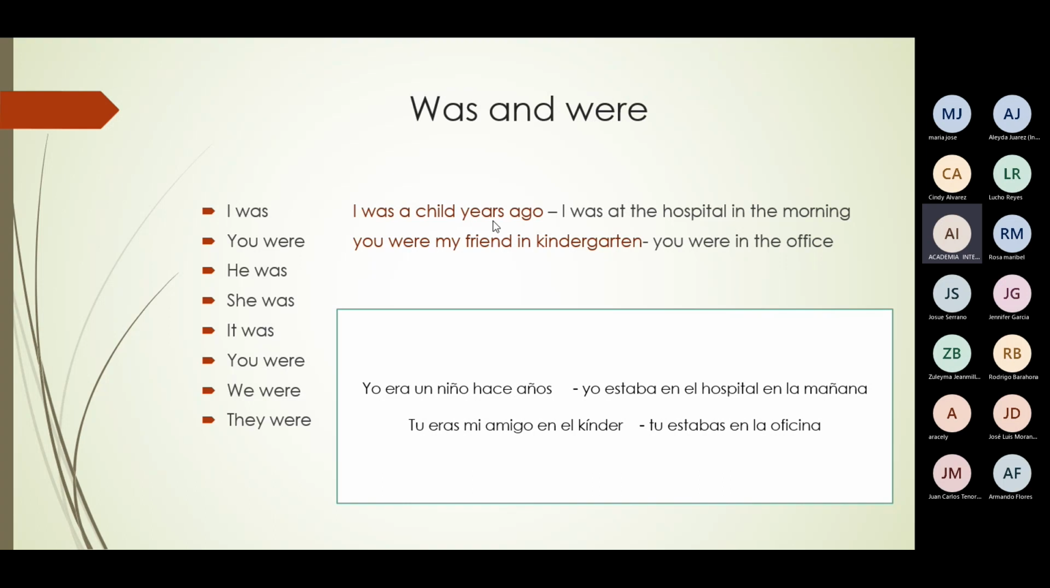I was a child years ago. ¿Qué sería como el significado? Yo era un niño hace años. I was at the hospital in the morning. Yo estaba o estuve en el hospital en la mañana. You were my friend in the kindergarten. Tú eras mi amigo en el kinder. You were in the office. Tú estabas en la oficina. Yo estuve o yo era, ¿verdad? Eso depende del contexto. Ahora, lo más difícil podría ser cómo saber cuándo lo voy a utilizar.